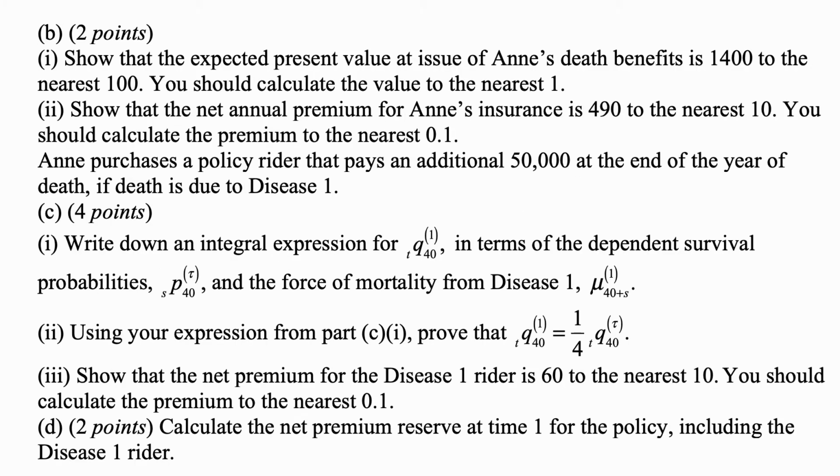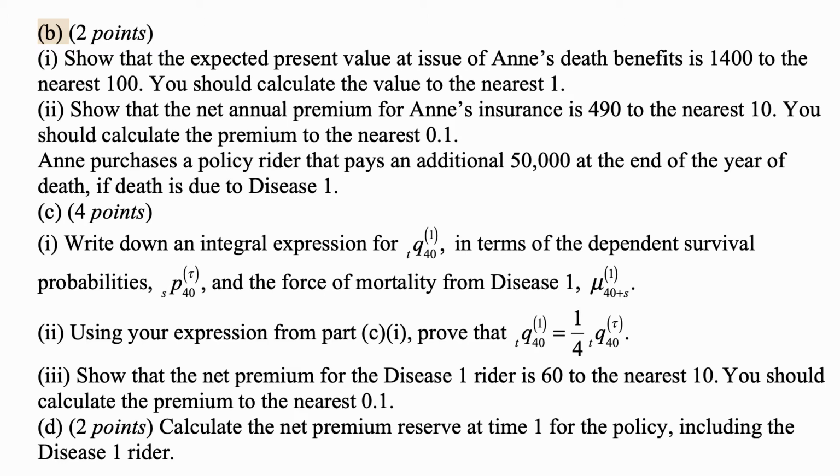Part B. Show that the expected present value at issue of Anne's death benefits is 1400 to the nearest 100. You should calculate the value to the nearest 1. Part 2 of B. Show that the net annual premium for Anne's insurance is 490 to the nearest 10. You should calculate the premium to the nearest 0.1.